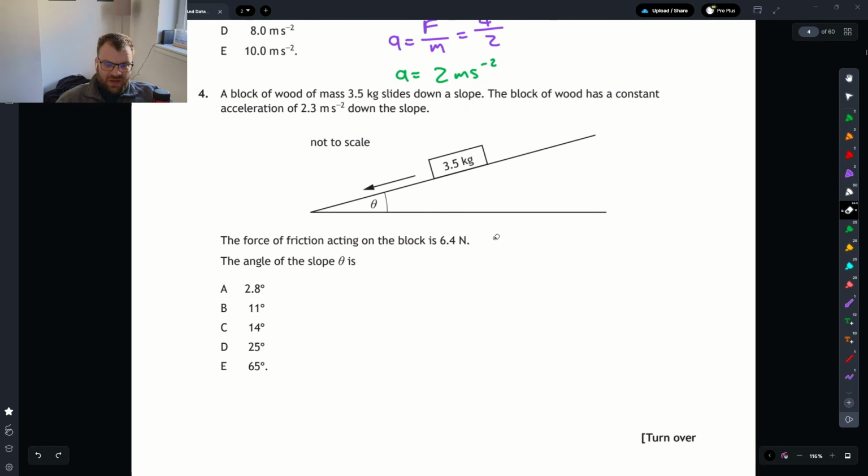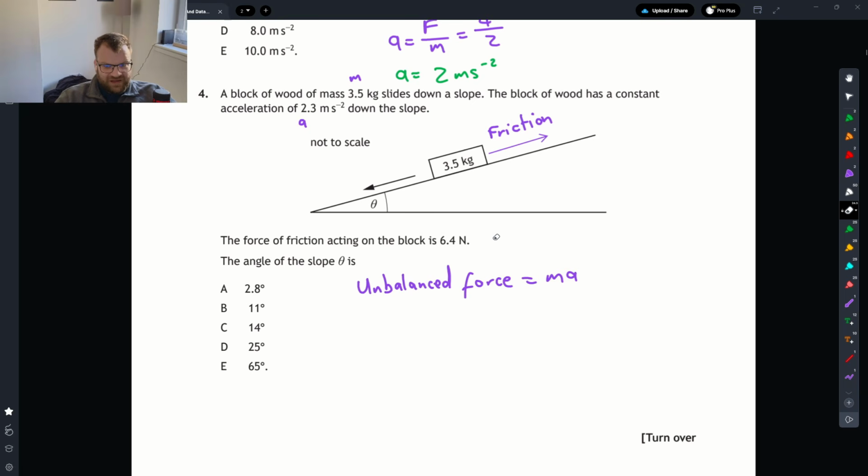Next one, we have got an object on a block. Let's put in the information that we've got. Well, we're told the mass and the acceleration. We're told the force of friction acting on the block, which will oppose the movement. So it's going to be going up the slope like so. And we're told that is 6.4.